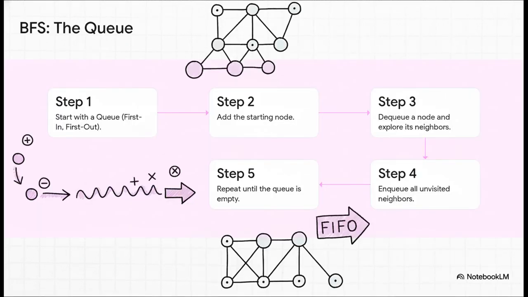So how does it pull this off? The secret sauce is the queue. A queue is what we call first in, first out, or FIFO. It's like a line at the grocery store. By adding your starting node, then taking it out and adding all of its neighbors to the back of the line, you literally guarantee that you'll process that entire first level of neighbors before you ever get to the second. It's such a simple, elegant way to get a really powerful result.